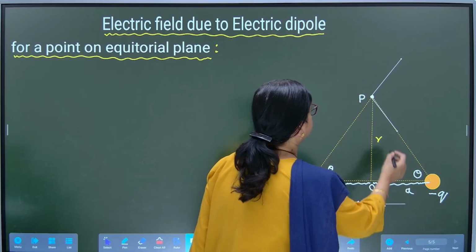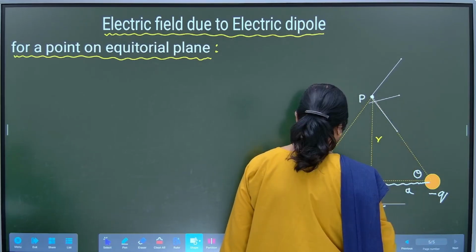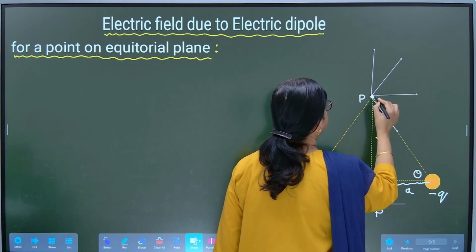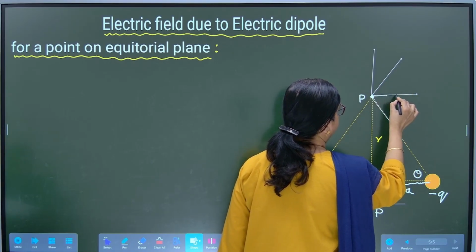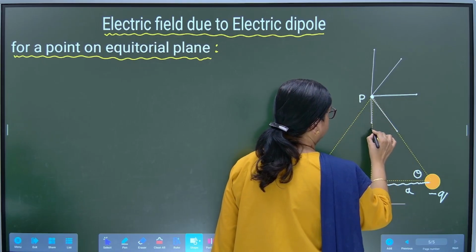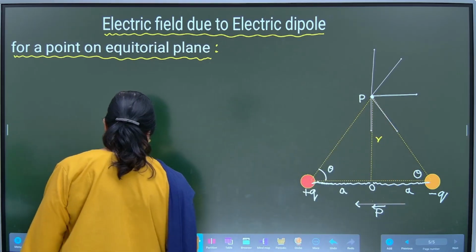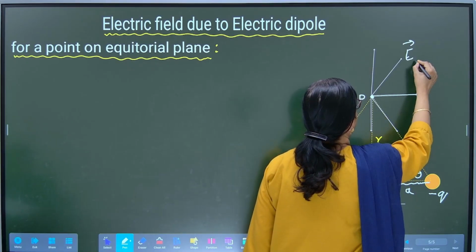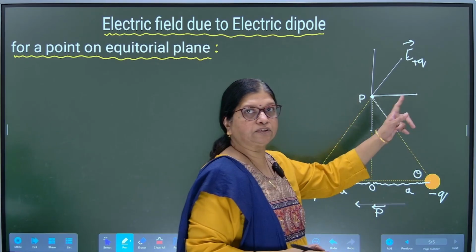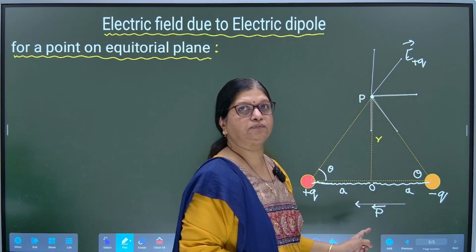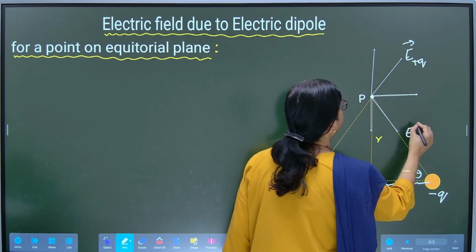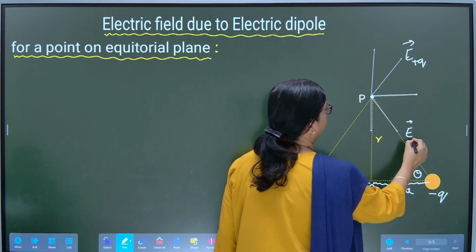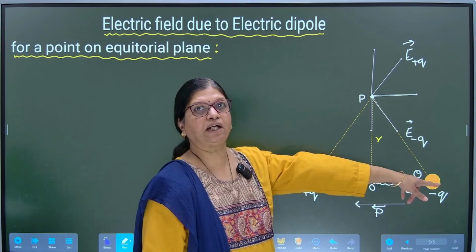So let us resolve these two vectors along the x-axis and the y-axis. I have resolved this vector. Now again I am resolving this vector, which is same on the x-axis and on the y-axis. Okay. So now we shall name them. Let us name this as vector E plus Q, which is indicating the electric field due to the positive charge Q. This as vector E negative Q, indicating the field due to the negative charge minus Q.